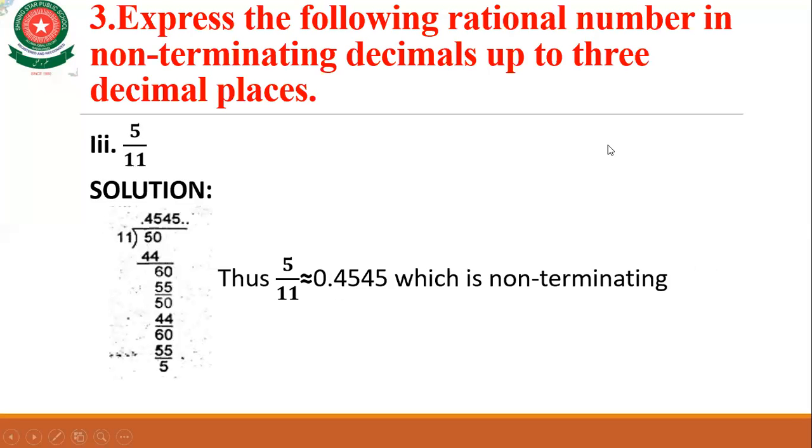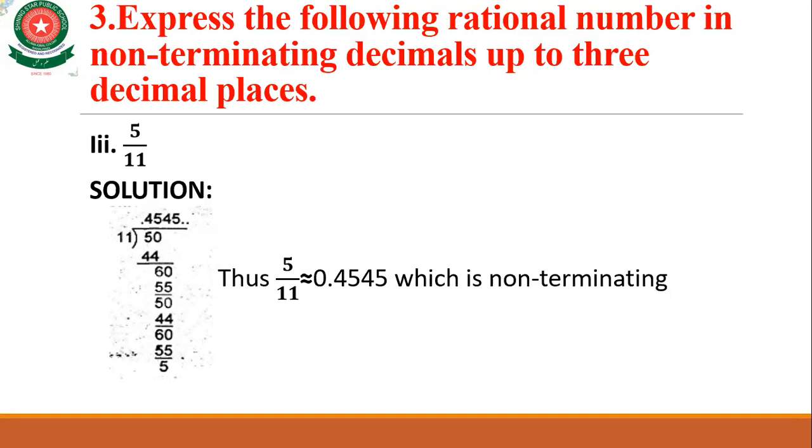Now question number 3. Express the following rational number in non-terminating decimals up to 3 decimal places. Part number 3, 5 by 11. We have to convert first of all the rational number into a decimal, which is a non-terminating decimal.